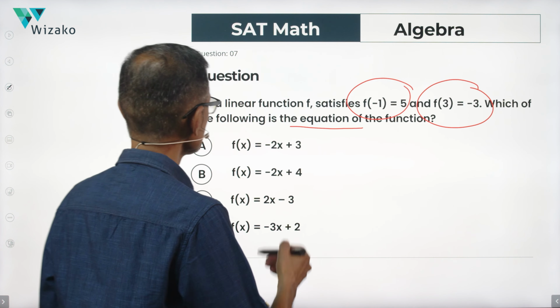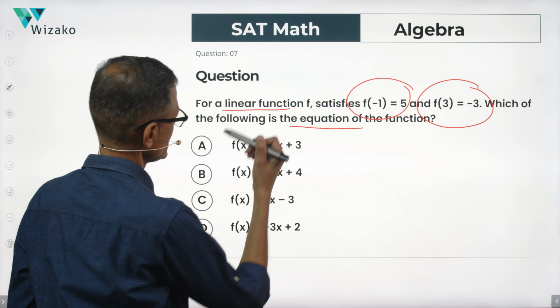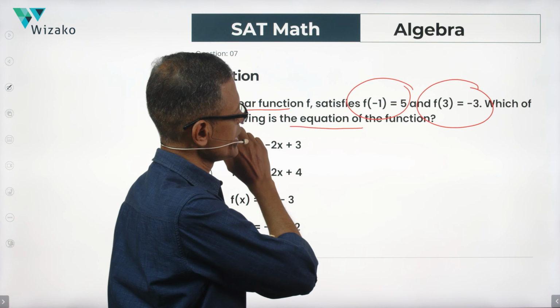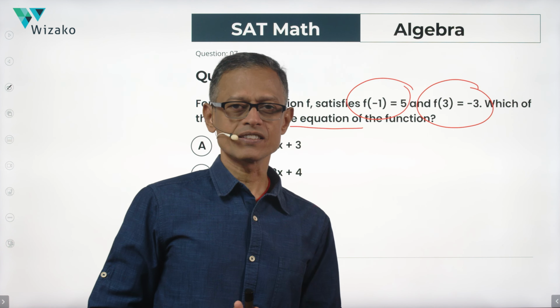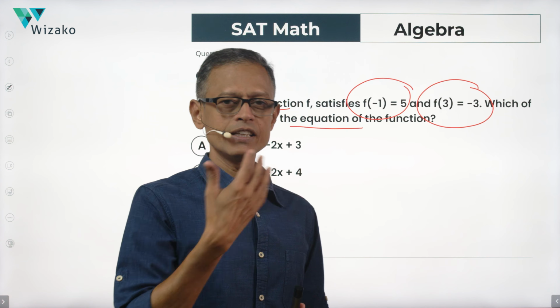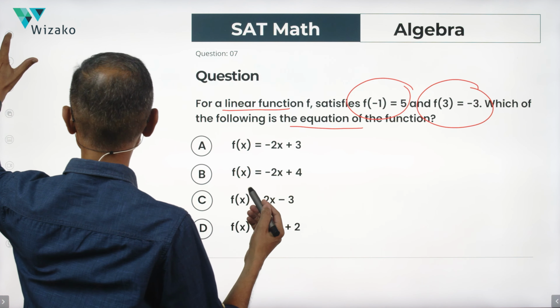Let's get started. We know that this is a linear function f satisfying f of minus 1 equals 5 and f of 3 equals minus 3. Which of the following is the equation of this function? It's a linear function, that's what we have.